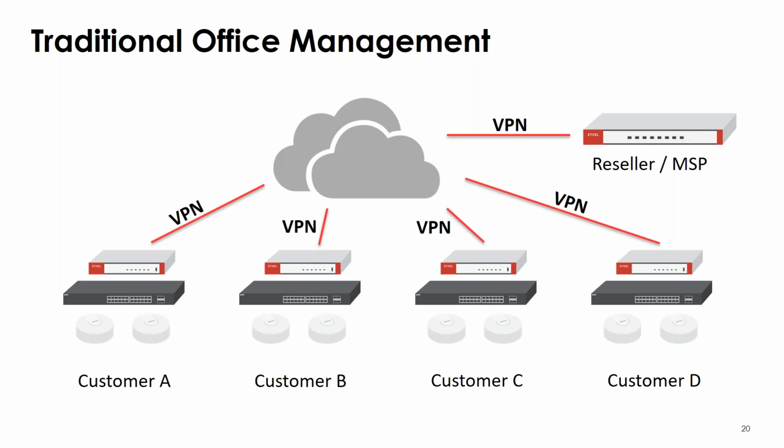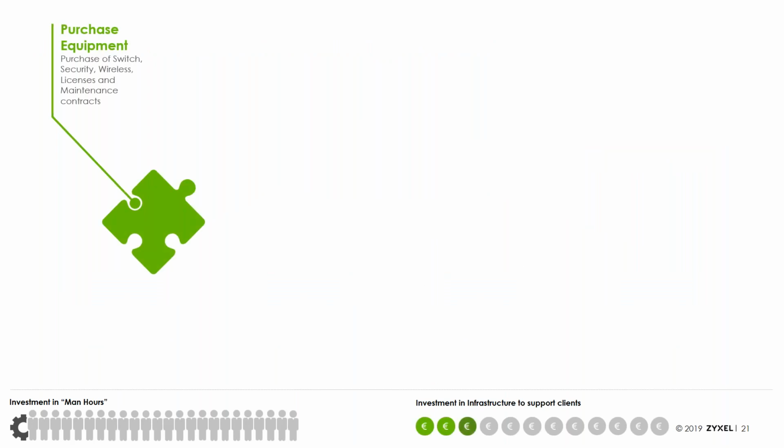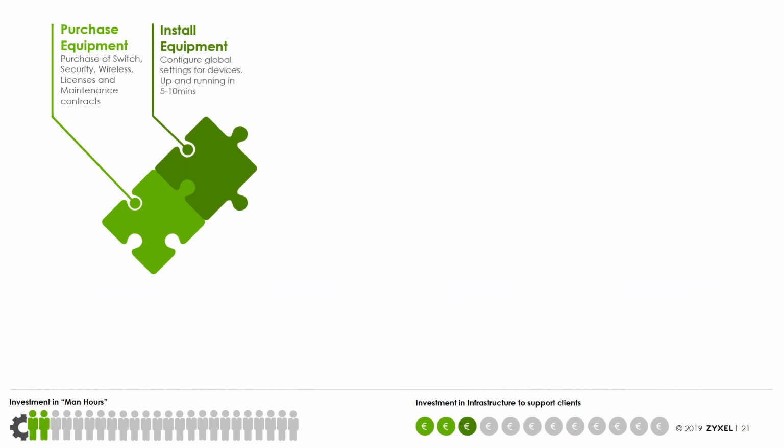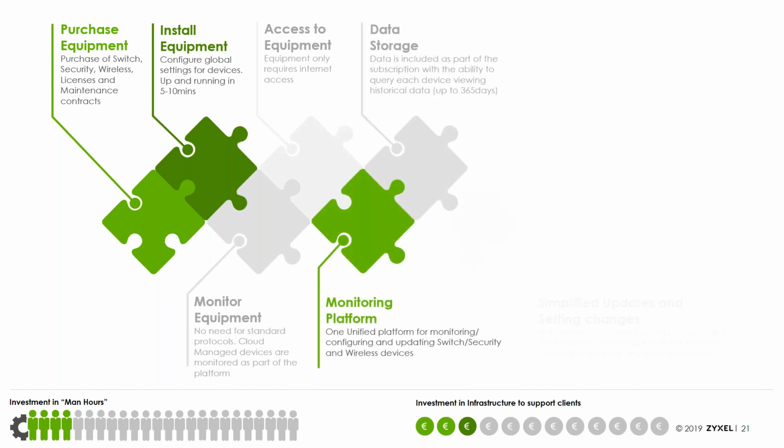So what we can do with Nebula is we can save money on deployment and on monitoring. Purchasing equipment, yes, it will be the same as in the traditional way. Installing the equipment, it's the same way. You have to put the switches in the rack and the access points on the ceiling or on the wall. That doesn't change. But what does change is that the monitoring, the access, the platform, the data storage and the simplified updates can all be in one system, and that system we call Nebula.